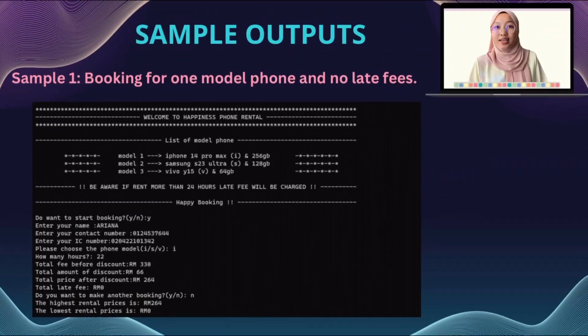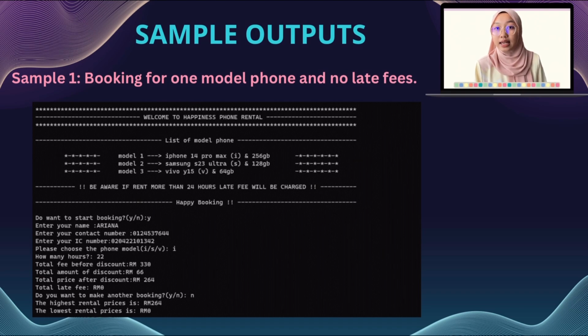Here are the sample outputs for sample one, where the user books one model phone and no late fees are needed. As we can see here, before the user starts the booking, the welcome greetings and the list of model phones appear as a reference. And also, a reminder to the user to be aware that if they rent for more than 24 hours, a late fee will be charged. The user enters Y to start booking.